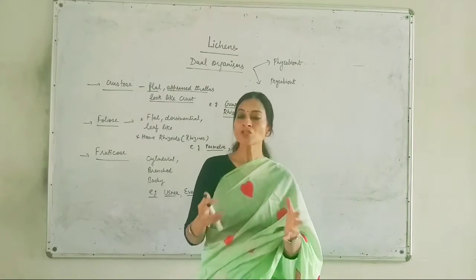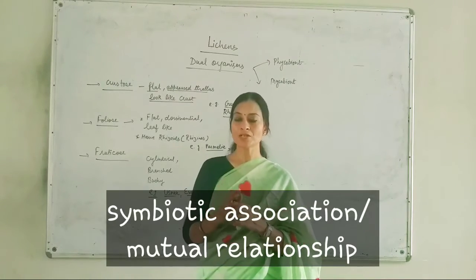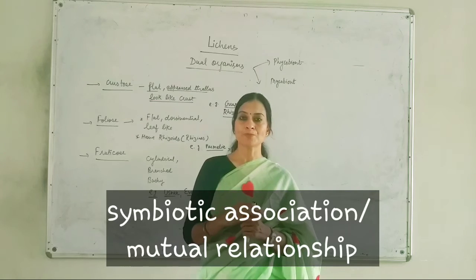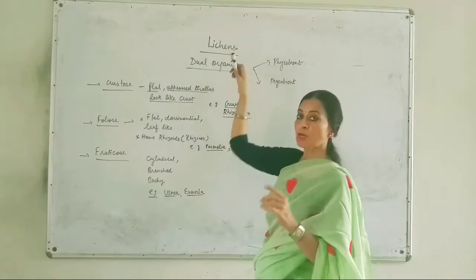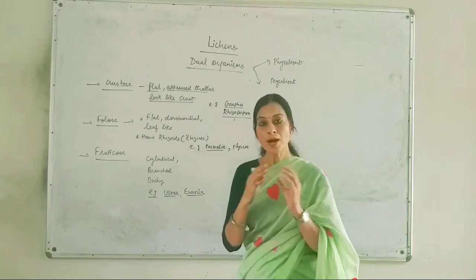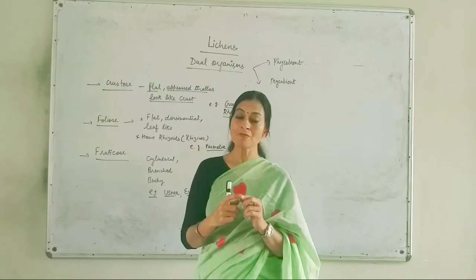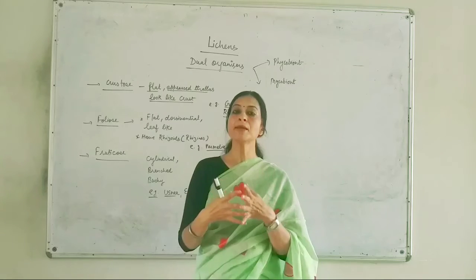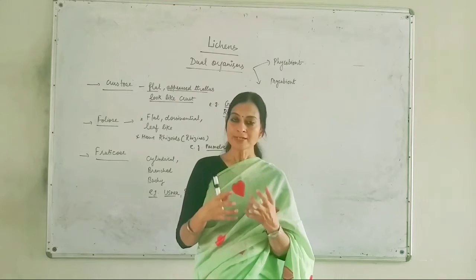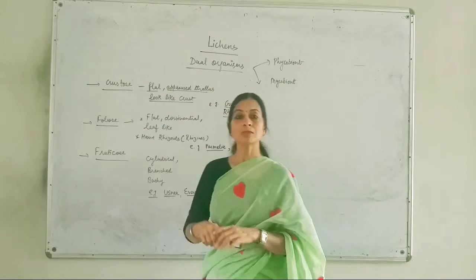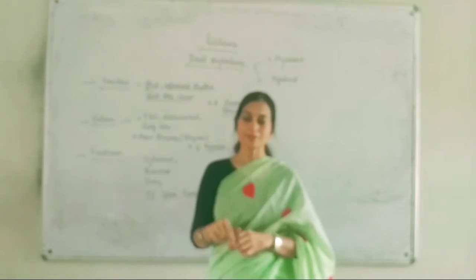Now what type of relation or association do they have? This is a symbiotic type of relationship, or mutualism. When both partners live together, they do not harm each other, but have a beneficial relationship where both provide help to each other. Both are beneficial for each other. That's why the lichen is a symbiotic association between algae and fungi.